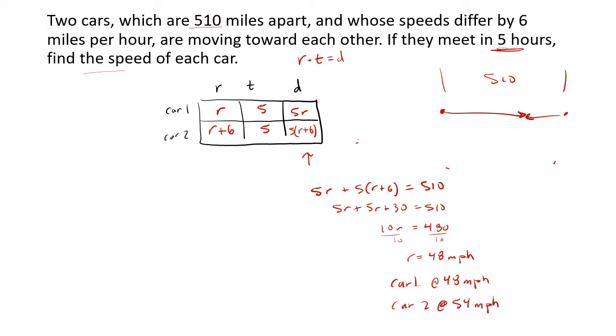Now the other way of doing this, if you had made this a minus 6, then you would have ended up with r is 54. You'd have to subtract 6 to find out what the slower car was, which would of course be 48. So you get the same answers either way you do it.